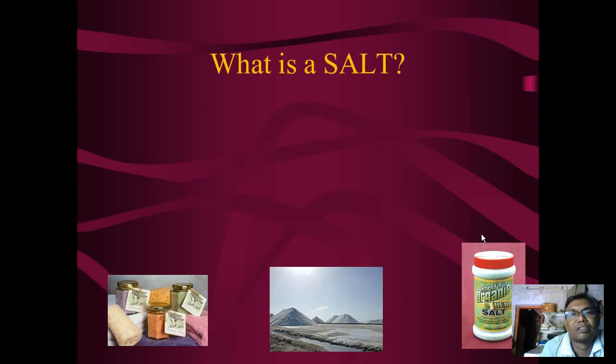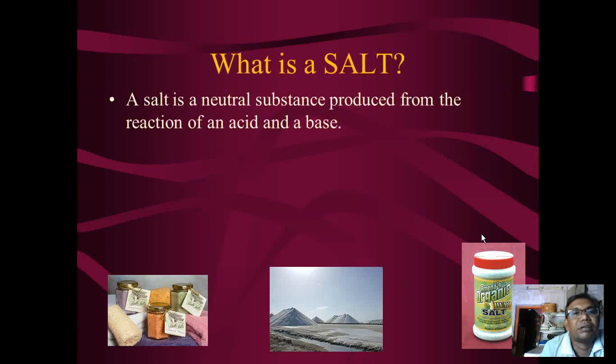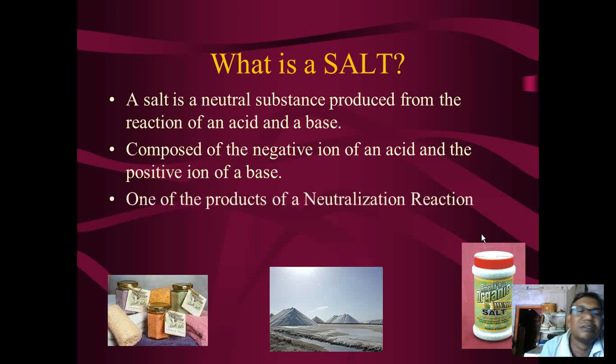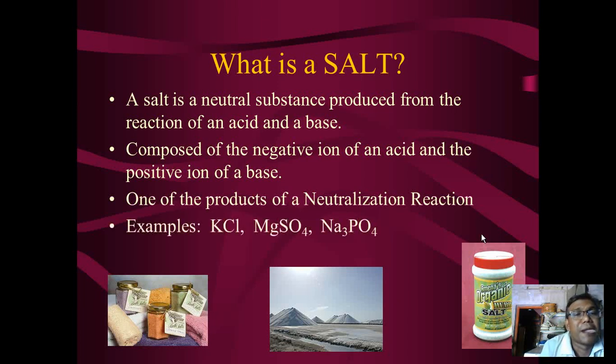And what is a salt? A salt is a neutral substance produced from the reaction of an acid and a base, composed of the negative ion of an acid and the positive ion of a base. One of the products of a neutralization reaction is salt. Examples: KCl, MgSO4, Na3PO4.